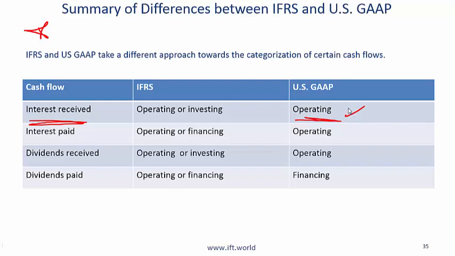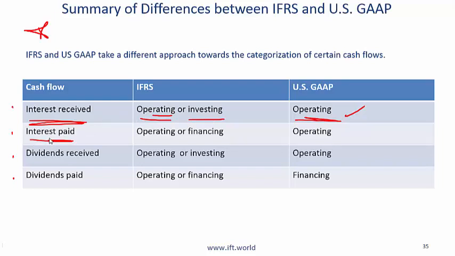IFRS, which is more principles based, says that a company can use its judgment and decide whether to categorize as operating or investing. So just remember that with IFRS, for these four categories, interest received, interest paid, dividend received, and dividend paid, you have two options. And you can use common sense to decide and remember what those two options are. Interest received on a bond that you have purchased can definitely not be financing. It's either operating or investing. So IFRS says pick one of the two.